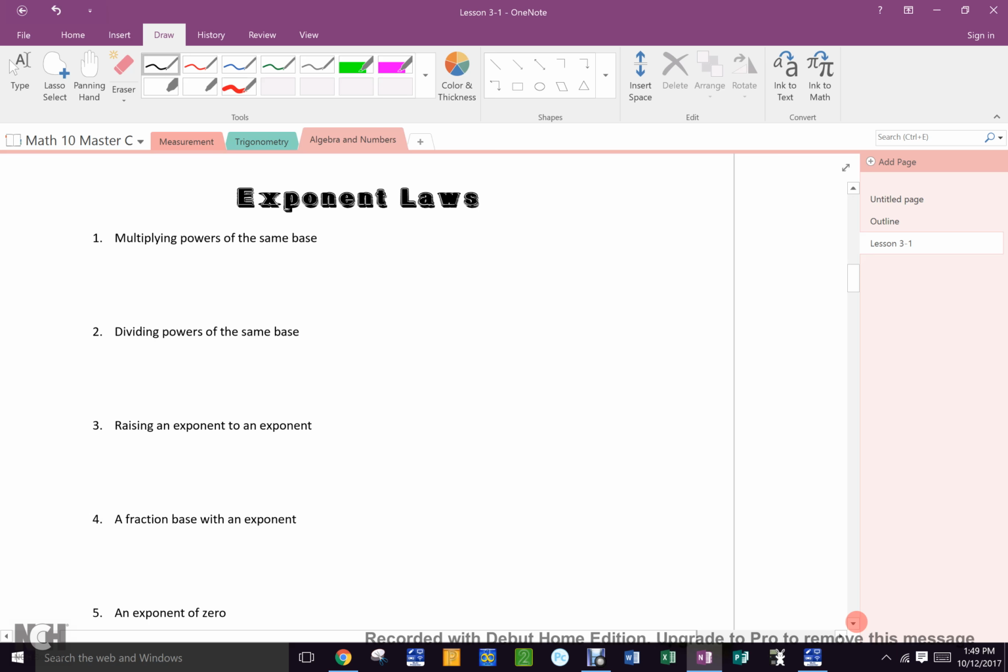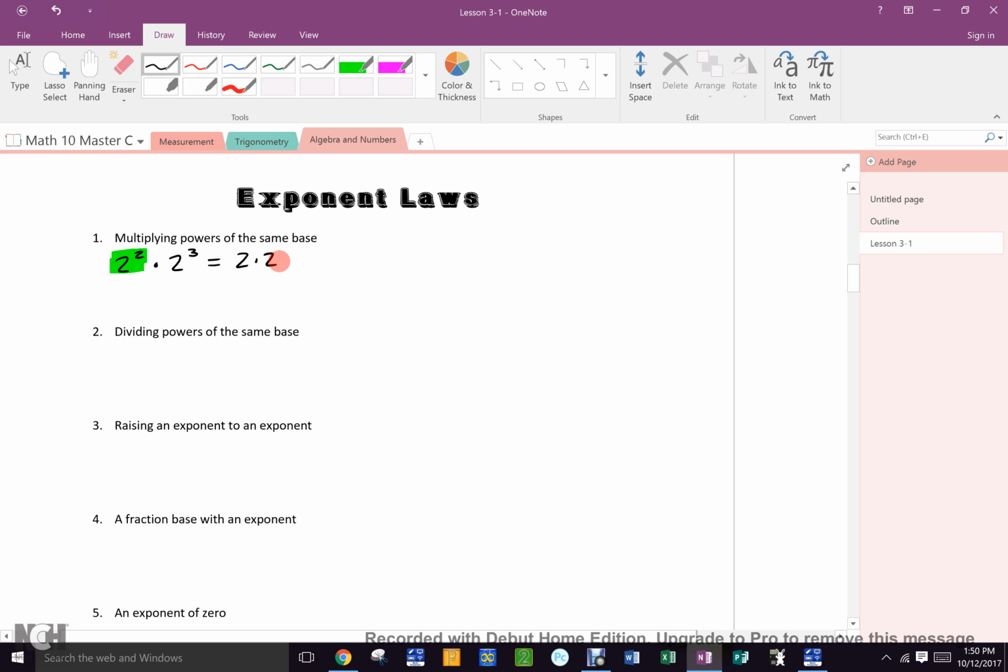Multiplying powers of the same base. So in the 9th grade, you were given this: 2 squared times 2 cubed, and asked to multiply it. Hopefully your teacher showed you why this works. He or she did not give you the shortcut first. Why does this work? What is this really?